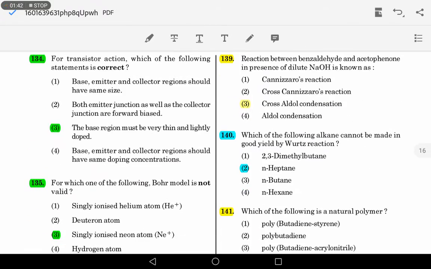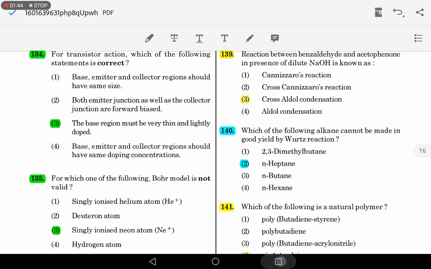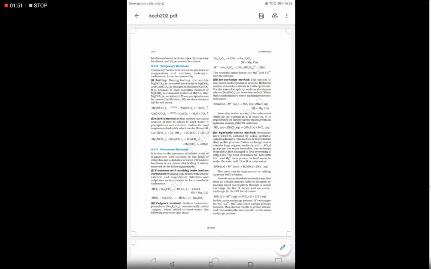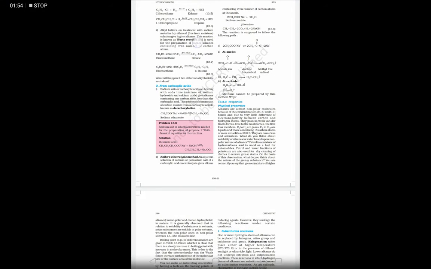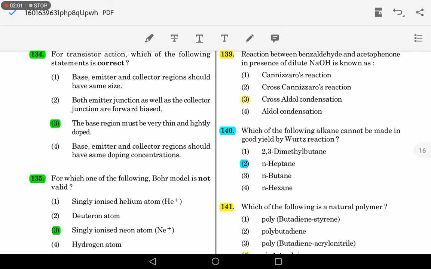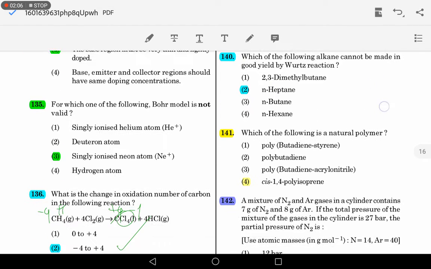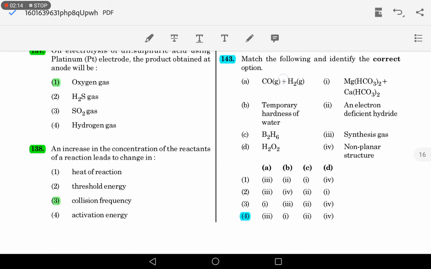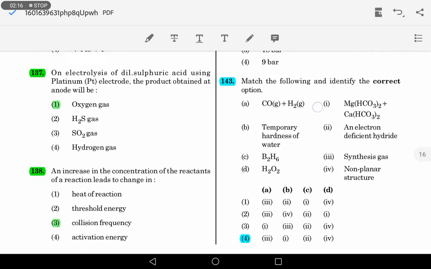Next question: which of the following alkanes cannot be made in good yield by Wurtz reaction? Using the direct NCERT statement, a Wurtz reaction is used for the preparation of higher alkanes containing an even number of carbon atoms. So it cannot be used for preparing an odd number of carbon atoms. You could directly check that heptane will have 7 carbon atoms, which is an odd number. You cannot prepare it.